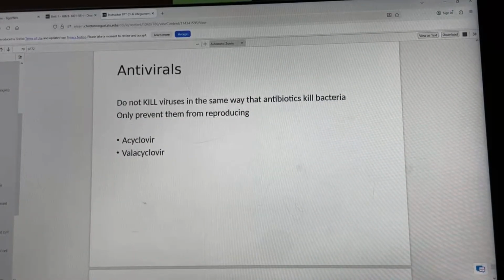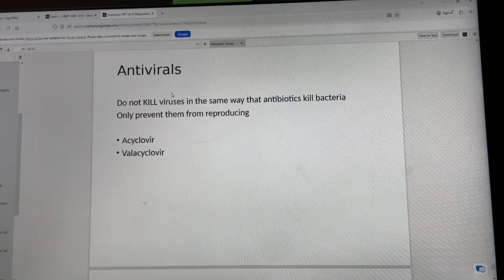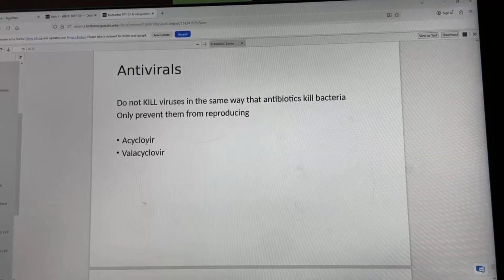The only thing about them is that people think, oh, antivirals kill viruses. No, you can't kill a virus like you can kill a bacteria because they're not technically alive. We don't really understand viruses. The closest thing we can say is they're like robots because they're not living. They're not alive in the same way that we are alive, right? You can only keep them from replicating. So these drugs just prevent viruses from reproducing themselves, but you can't actually kill them. It's very weird.